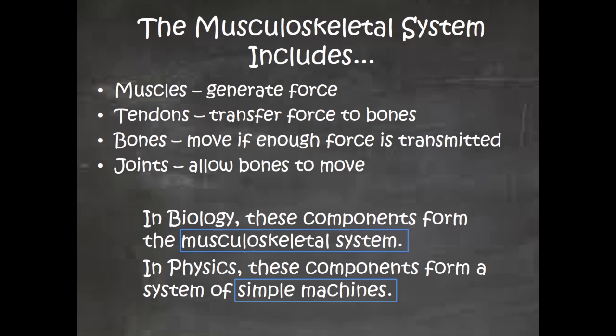The musculoskeletal system includes muscles, tendons, bones, and joints. Muscles generate force. Tendons transfer the force to the bones. Bones move if enough force is transmitted. Joints allow bones to move. In biology, these components form the musculoskeletal system. In physics, these components form a system of simple machines.